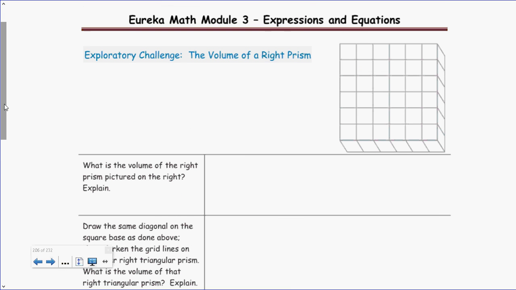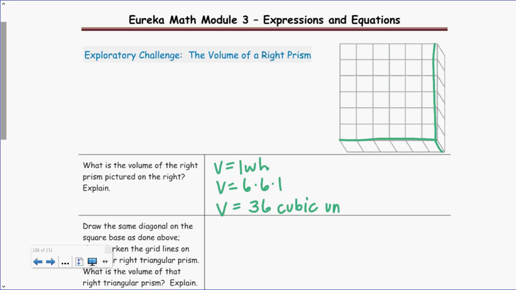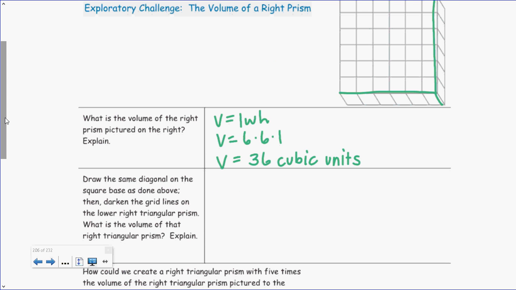Okay, so we know that to find the volume of a rectangular prism, it's length times width times height. And we can see that the measurements are 6 by 6 still, but we also have a measurement of 1. So volume is 6 by 6 by 1, which means that that's 36 cubic units. Or that it took 36 cubes to make that shape.